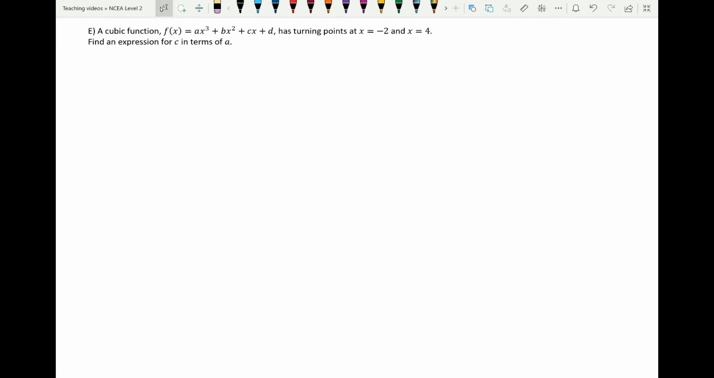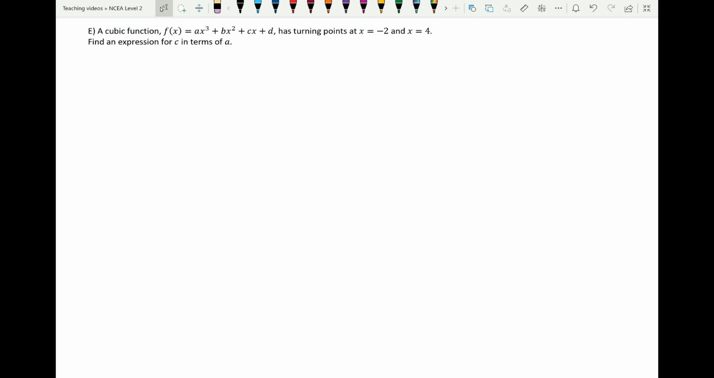Okay, on to the last question for question 2, and you might expect this is the excellence question. A cubic function f(x) = ax³ + bx² + cx + d has turning points at x = -2 and x = 4. Find an expression for c in terms of a.